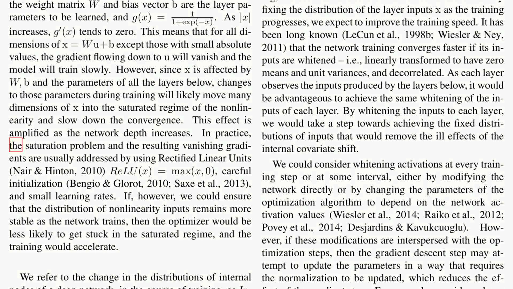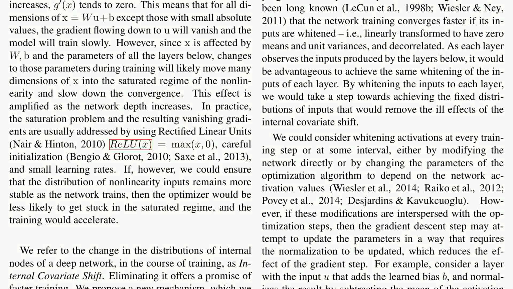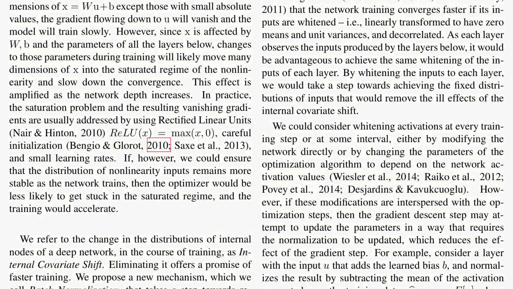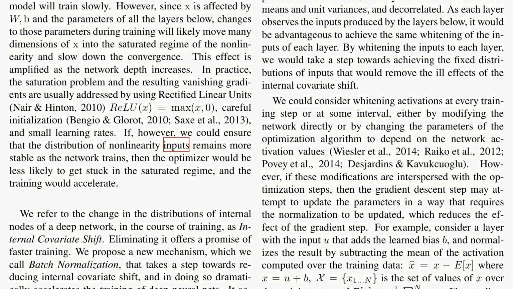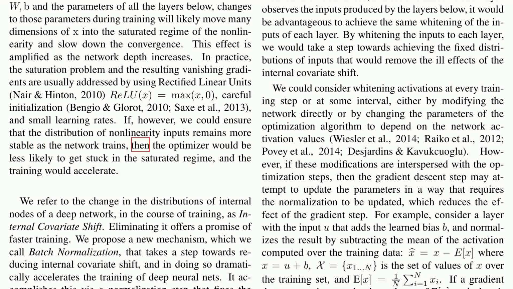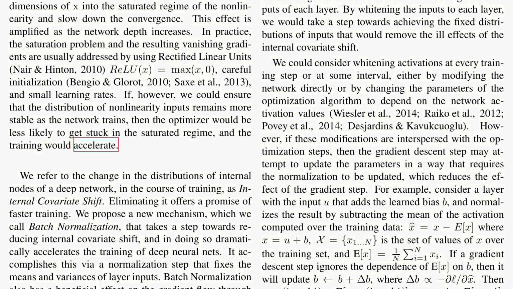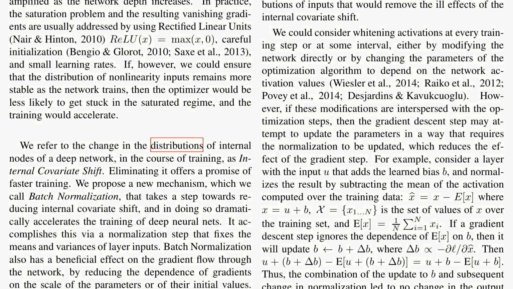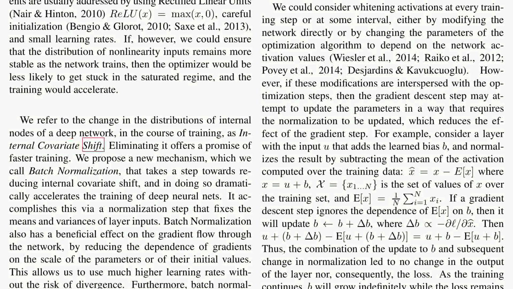In practice, the saturation problem and the resulting vanishing gradients are usually addressed by using rectified linear units, Nair and Hinton, 2010, ReLU(x) = max(x, 0), careful initialization, Bengio and Glorot, 2010, Saxe et al., 2013, and small learning rates. If, however, we could ensure that the distribution of nonlinearity inputs remains more stable as the network trains, then the optimizer would be less likely to get stuck in the saturated regime, and the training would accelerate. We refer to the change in the distributions of internal nodes of a deep network in the course of training as internal covariate shift.